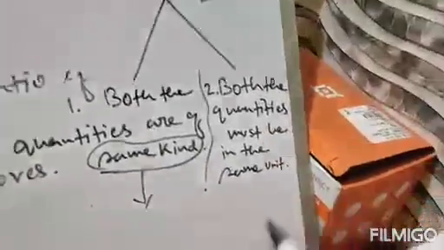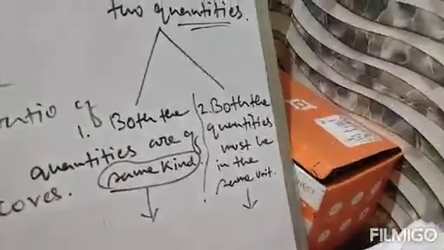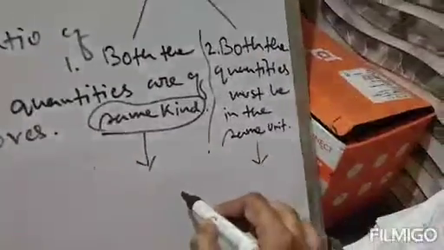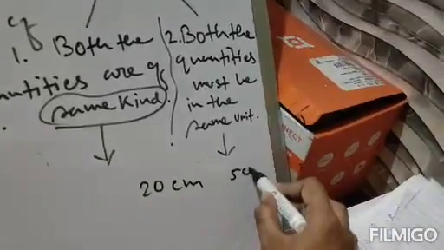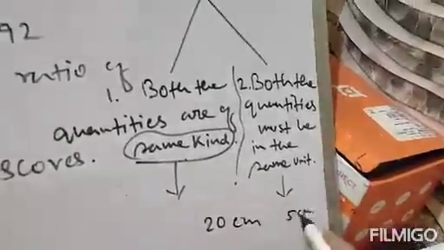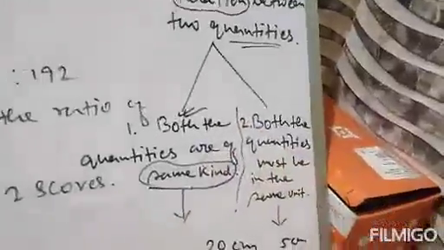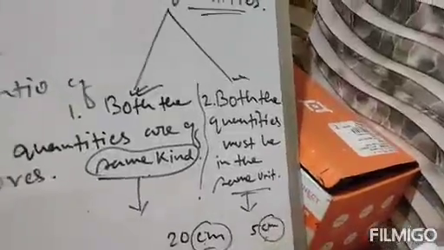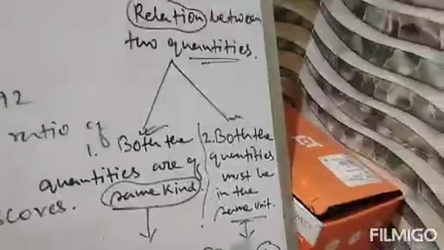Second one, both the quantities must be in the same unit. Same unit means if you are comparing two similar quantities, the unit should be the same. For example, suppose you are comparing 20 centimeter with 5 centimeter. Here you can easily compare because first of all both the quantities are of the same kind, both are length, because it is centimeter and it is also centimeter. So the first point is justified. In the second point, both the quantities must be of the same unit. Here the unit is centimeter, here also the unit is centimeter. So the second point is also justified, and you can easily compare.